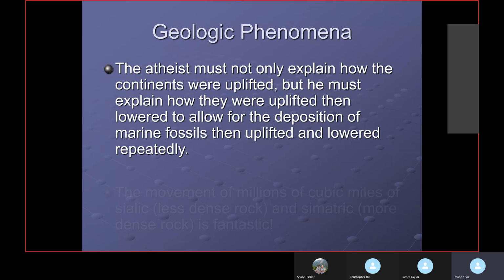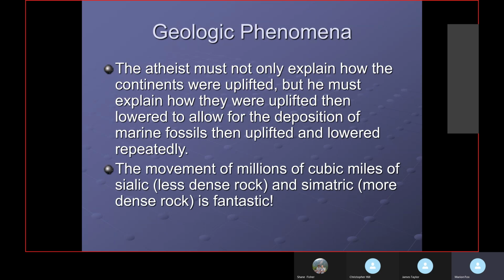How could this happen? Movement of millions of cubic miles of sialic, less dense rock, and simatic, more dense rock is fantastic. So you've got to move this light rock under to lift them up, and then you've got to move some more dense rock under to pull it back down, put it under the ocean, back and forth. So that becomes a real problem. But again, my flood model explains this quite readily.